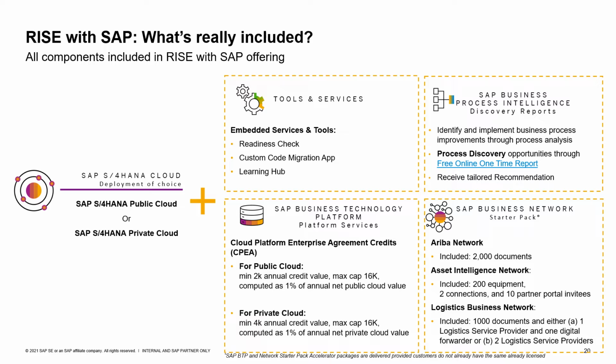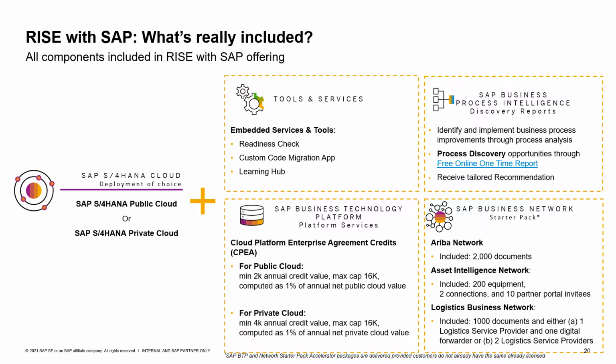So let's actually take a look at what's included with the subscription with RISE with SAP. All of the components you see here are included with the offering. On the left-hand side, you need an SAP S/4HANA Cloud and the deployment of choice, whether it be public cloud or private cloud. And the DDA tool will help direct whether your customer is a good fit for public and/or private cloud. Once you've determined the S/4HANA Cloud deployment of choice, for both deployments, you get all of the elements that are on the right-hand side.